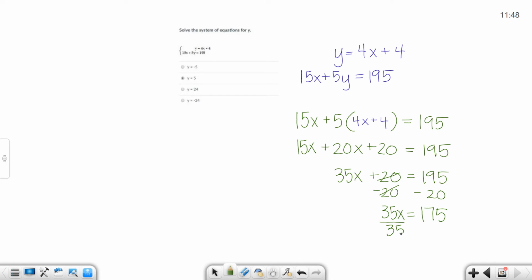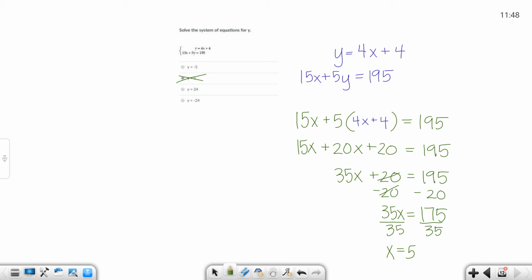Divide both sides by 35, and x would equal 5. Do not choose 5. Okay, do not choose 5. 5 is bad. Do not choose 5.